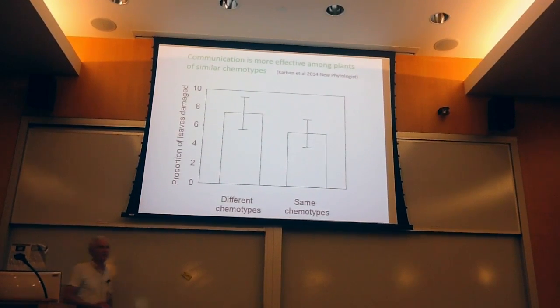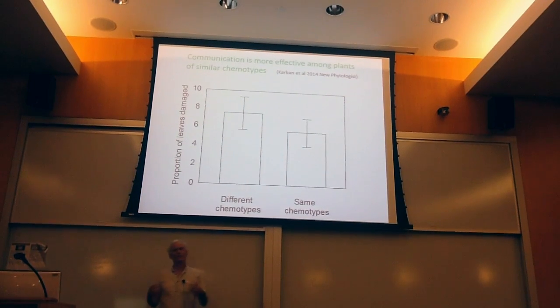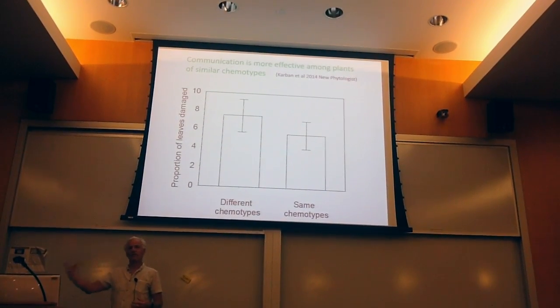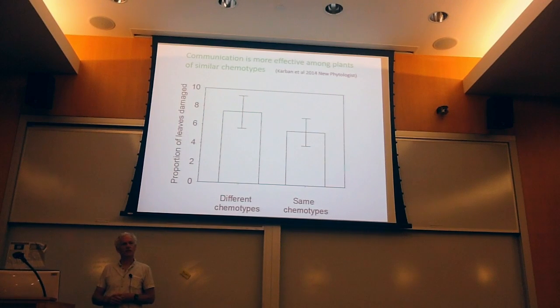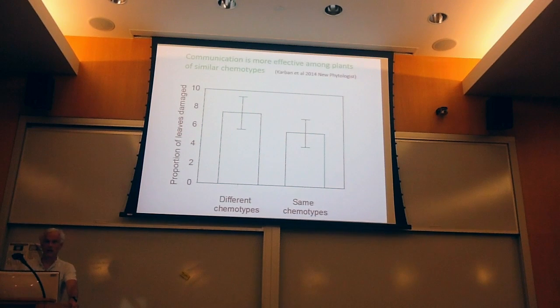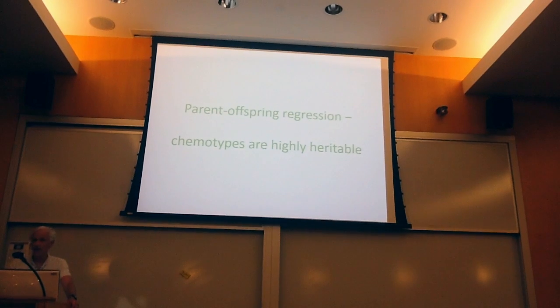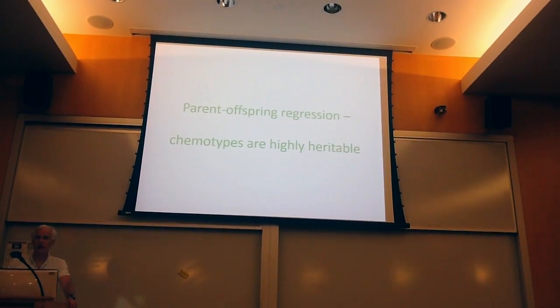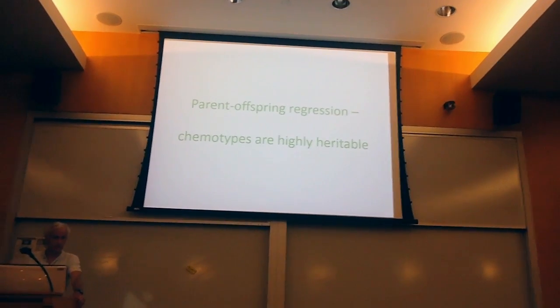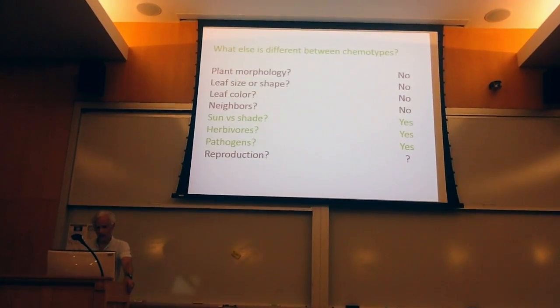But one of the things that we found is that plants communicate more effectively with other individuals of the same chemotype than they do with other individuals of different chemotypes. So I don't know, maybe they are using chemotype as an initial screen of relatedness. We've looked at the chemotypes of parents and the chemotypes of the offspring of those parents and found that they are generally the same, so that chemotype is highly heritable.